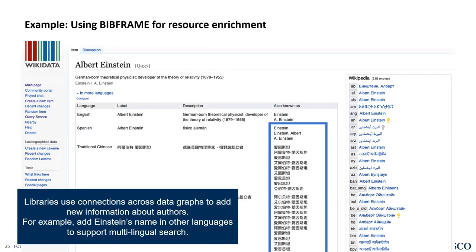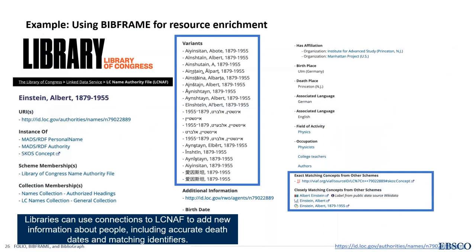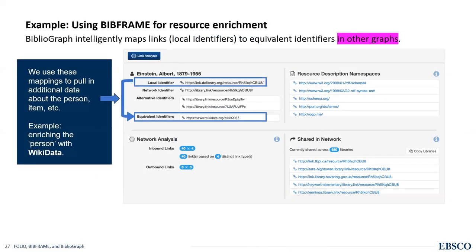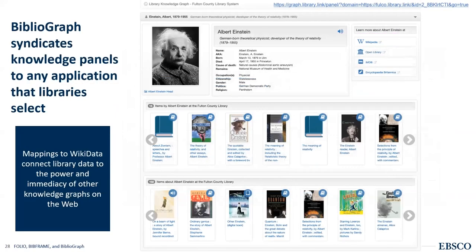If we went to Albert Einstein in Wikidata, we can see there are non-English language inclusions of names here, and that might be very important when it comes to engaging different communities. We see the same thing with Library of Congress. So what we do in Bibliograph is take those mappings and pull in the data as required, so that we're effectively joining those graphs together. Once we've joined and mapped them, we're able to portray the data in lots of really flexible ways.